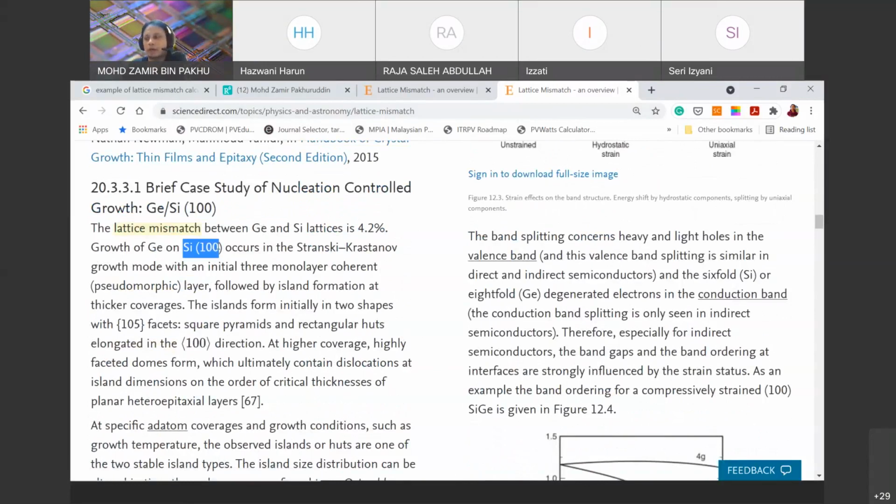You learn about 100, 111, 101, all those things in solid state physics, right? The crystalline orientation. And we also learn it in this course, during the beginning. So that's about 4.2%, right? It's the difference between 5.6 just now minus 5.4, over 5.4, times 100%.